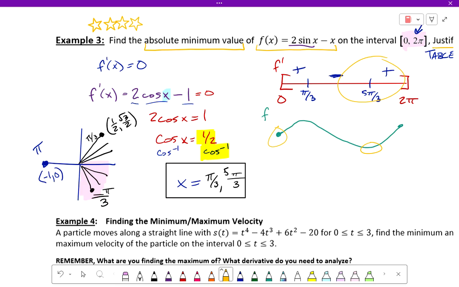How can I tell which one it actually is? A table. That's how we justify it. We use a table. So the first column is x, the second column is f of x. We're going to test those two numbers, 0 and 5 pi over 3.